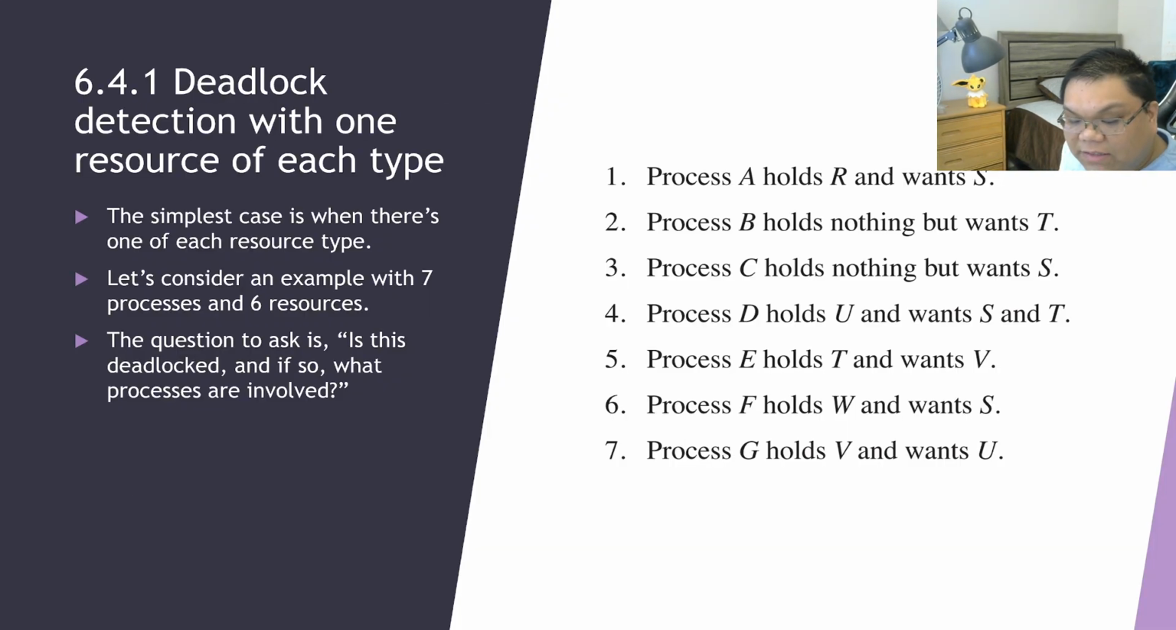So let's look at one example of this. Deadlock detection with one resource of each type. This is the simplest case of deadlock, where there's only one resource of each type.